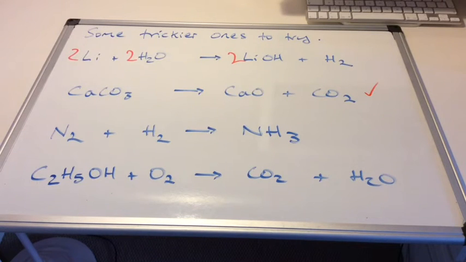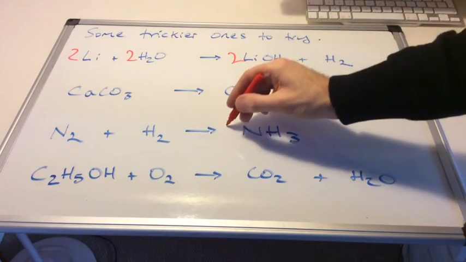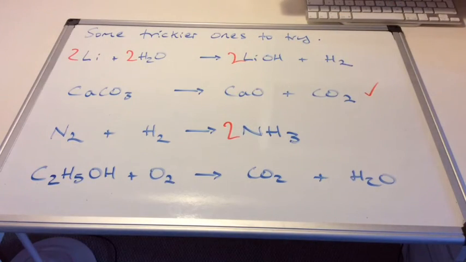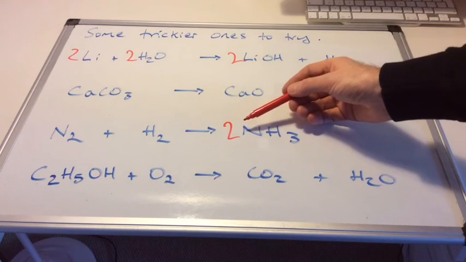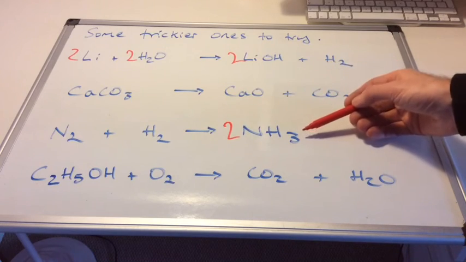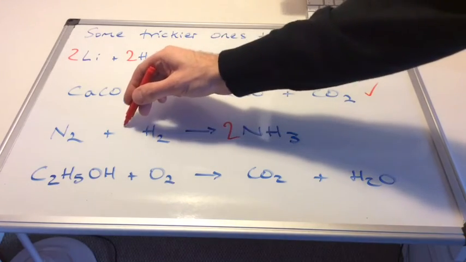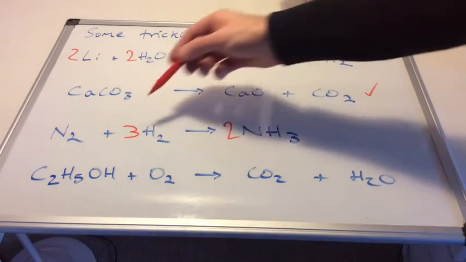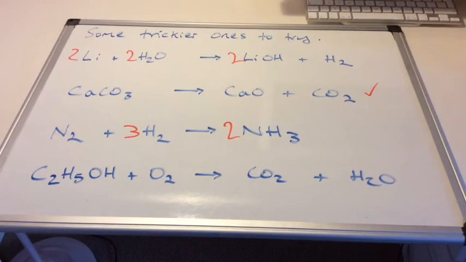The next one is the reaction that takes place in the Haber process to make ammonia. So nitrogen and hydrogen combine to make ammonia. So you can see we need a 2 there to sort out the nitrogens. So how many hydrogens does that give us? 2 times 3 is 6. So we need a 3 in front of here, because the 3 times the 2 will give us the 6 hydrogens we need. And then the last one is the combustion of ethanol.